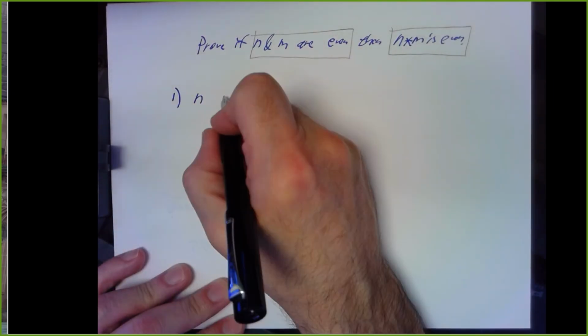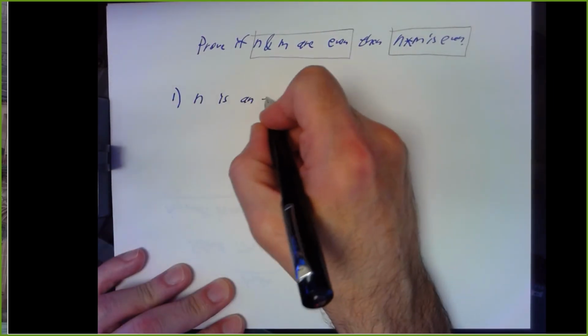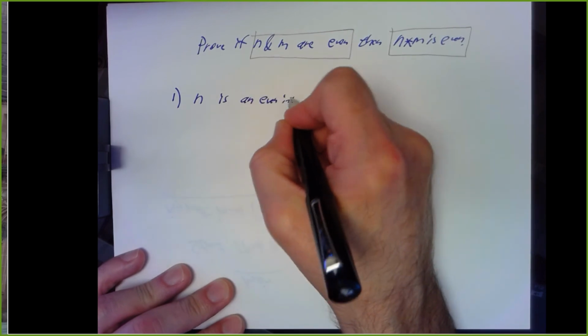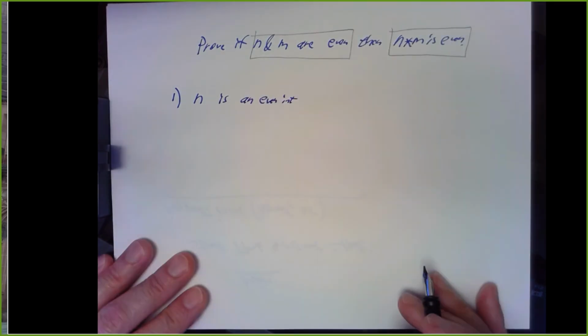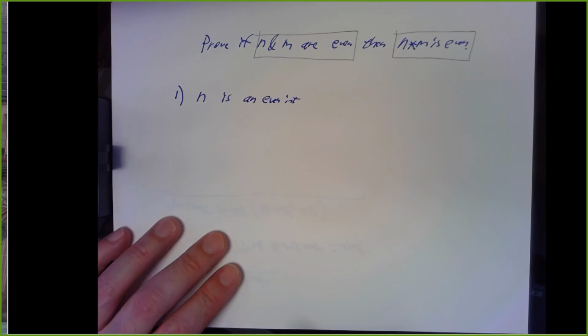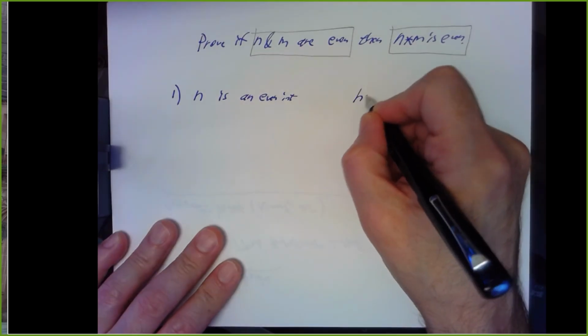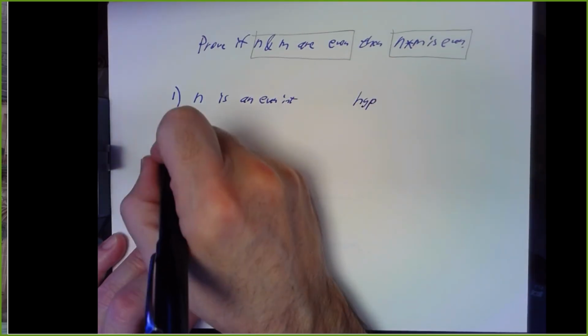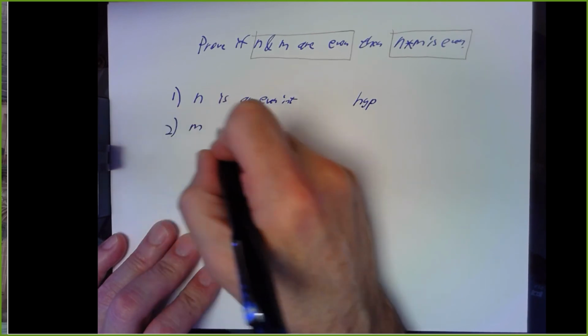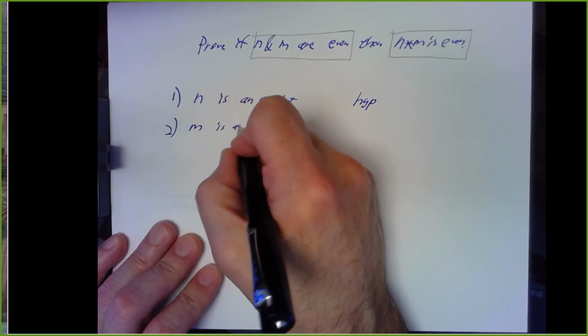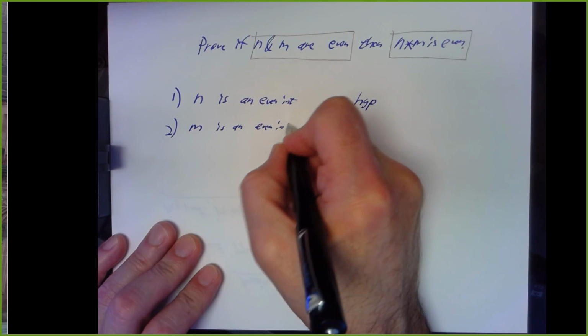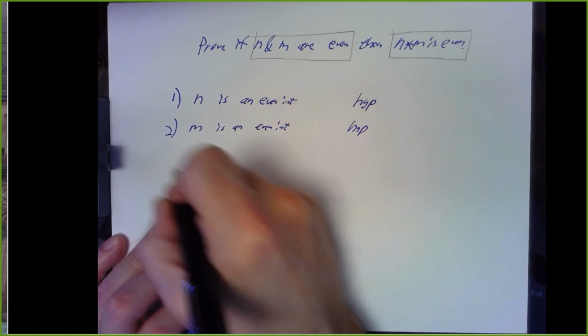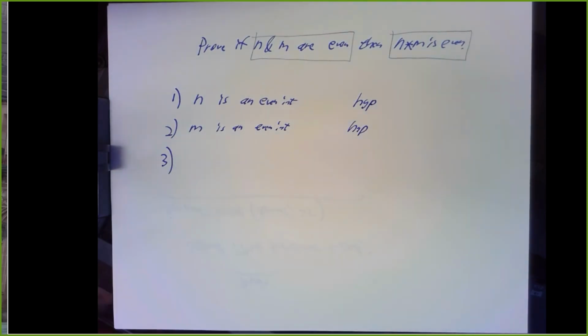First hypothesis, n is an even integer. I didn't say integer up here, but I would normally. So n is an even integer. Okay, reason, always got to be present: hypothesis. I'll go ahead and write the second one. m is an even integer. That's also a hypothesis. So what's a possible third step I could write here?